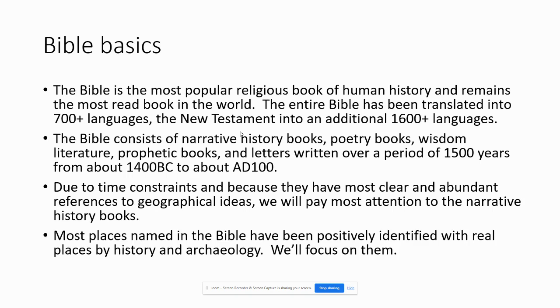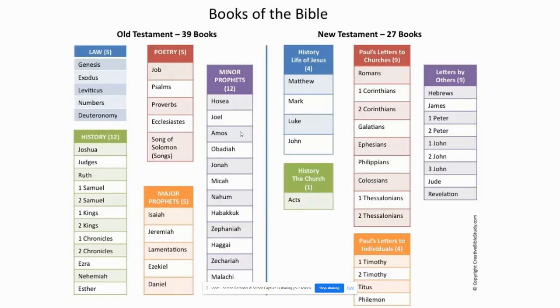Most of the places that we'll run across that are mentioned in the Bible have been positively identified with real places through history and archaeological surveys, and we'll focus on them, but we'll also be looking at some places that we're not really sure where they were. The Bible writers had in mind where they were, but modern scholars can't find them, or are not sure which town might be, or mountain might be associated with the Bible town or mountain that was mentioned. But we'll focus on the ones that we know most of the locations for.